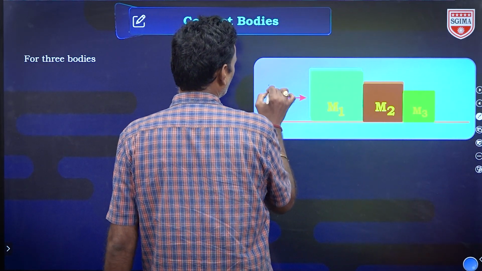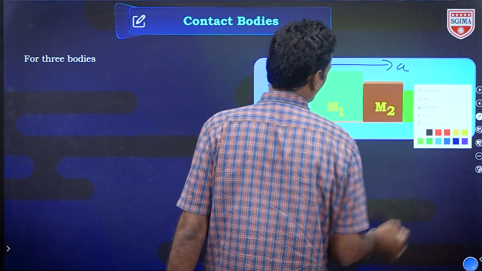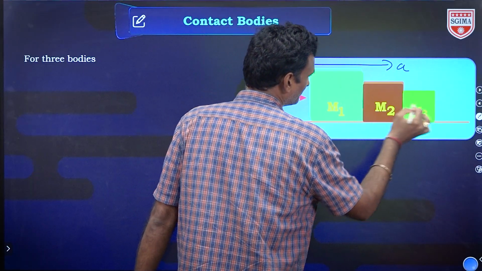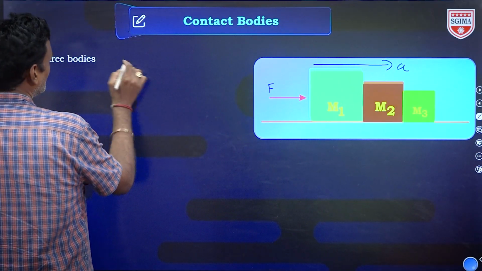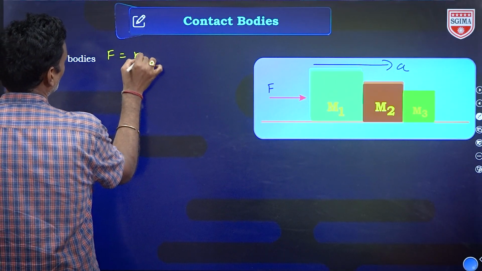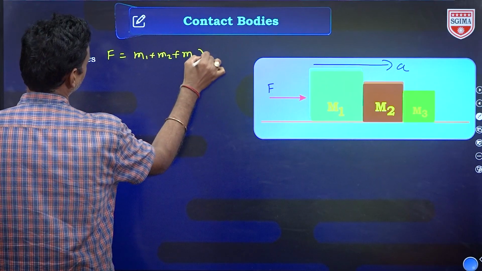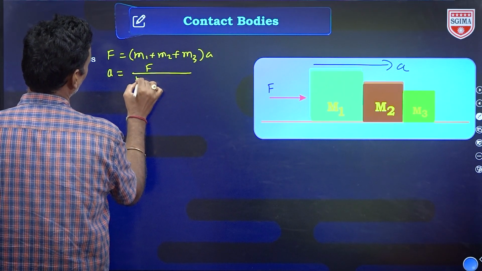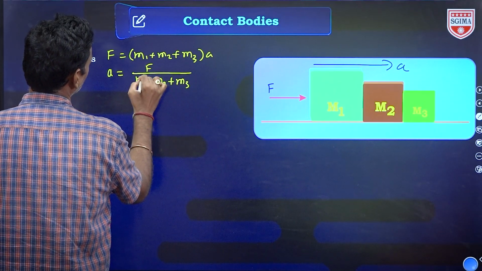It is being applied by force F and the entire system is moving with acceleration A. Then in this case, what is the contact force between m1, m2 and m2, m3? We will solve. First of all, total force equals total mass into total acceleration. So acceleration equals F by m1 plus m2 plus m3.